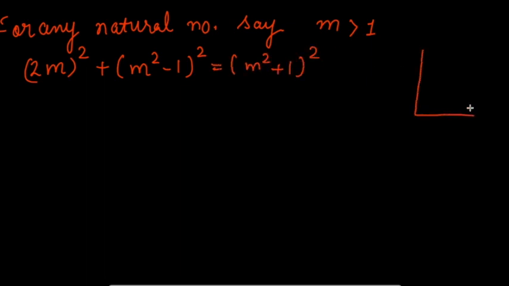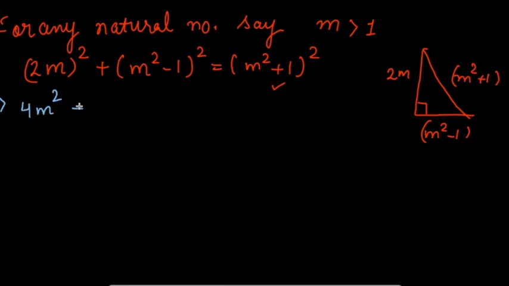So I am again taking Pythagoras theorem here. This is my right angle. So this is my c here, this is my a here and say this is my b here. So c square means m square plus 1 whole square will be equal to a square plus b square. Now let's prove it. If I expand the bracket, what does it become? 2m square, that is 4m square, using the identity a minus b whole square, minus 2m square plus 1 is equal to a plus b whole square, which gives you m raised to the power 4 plus 1 plus 2m square.